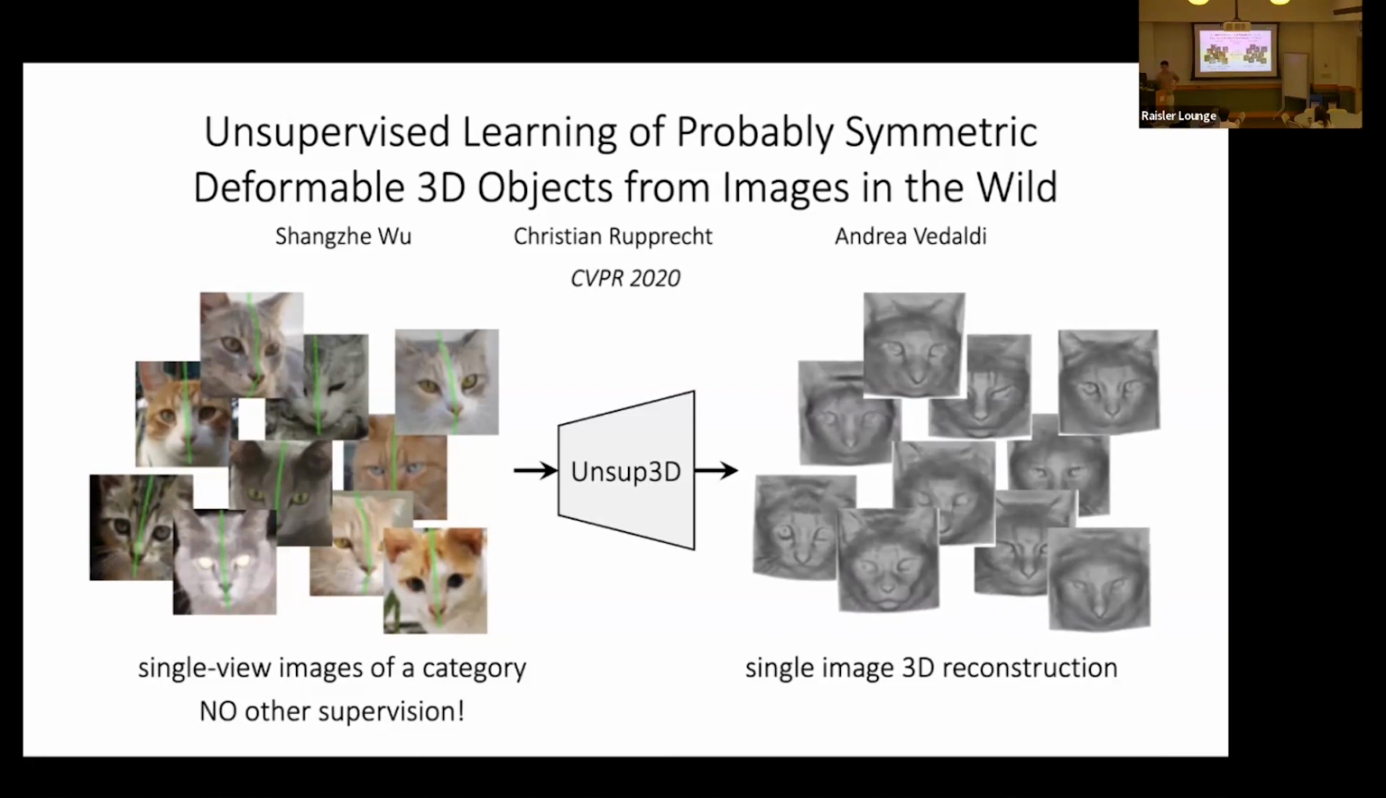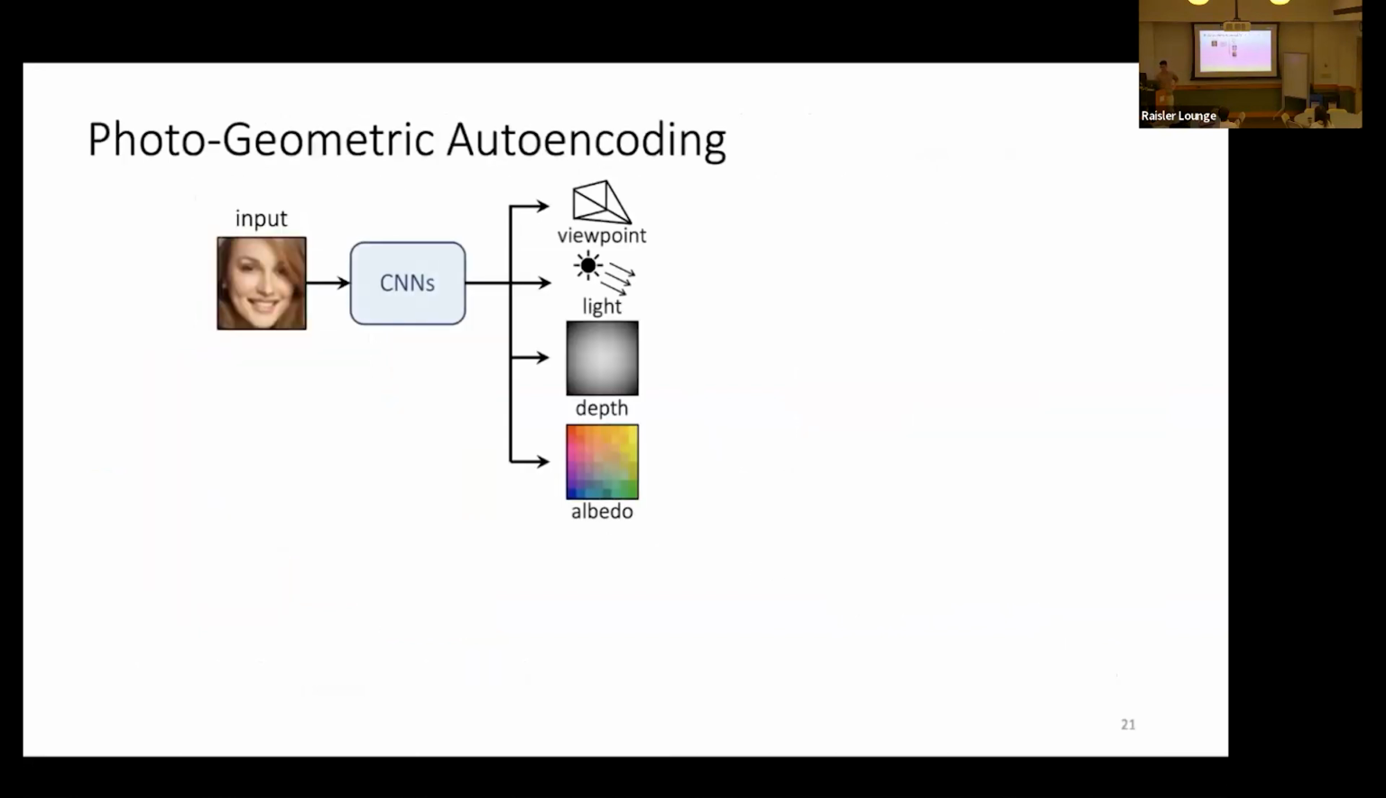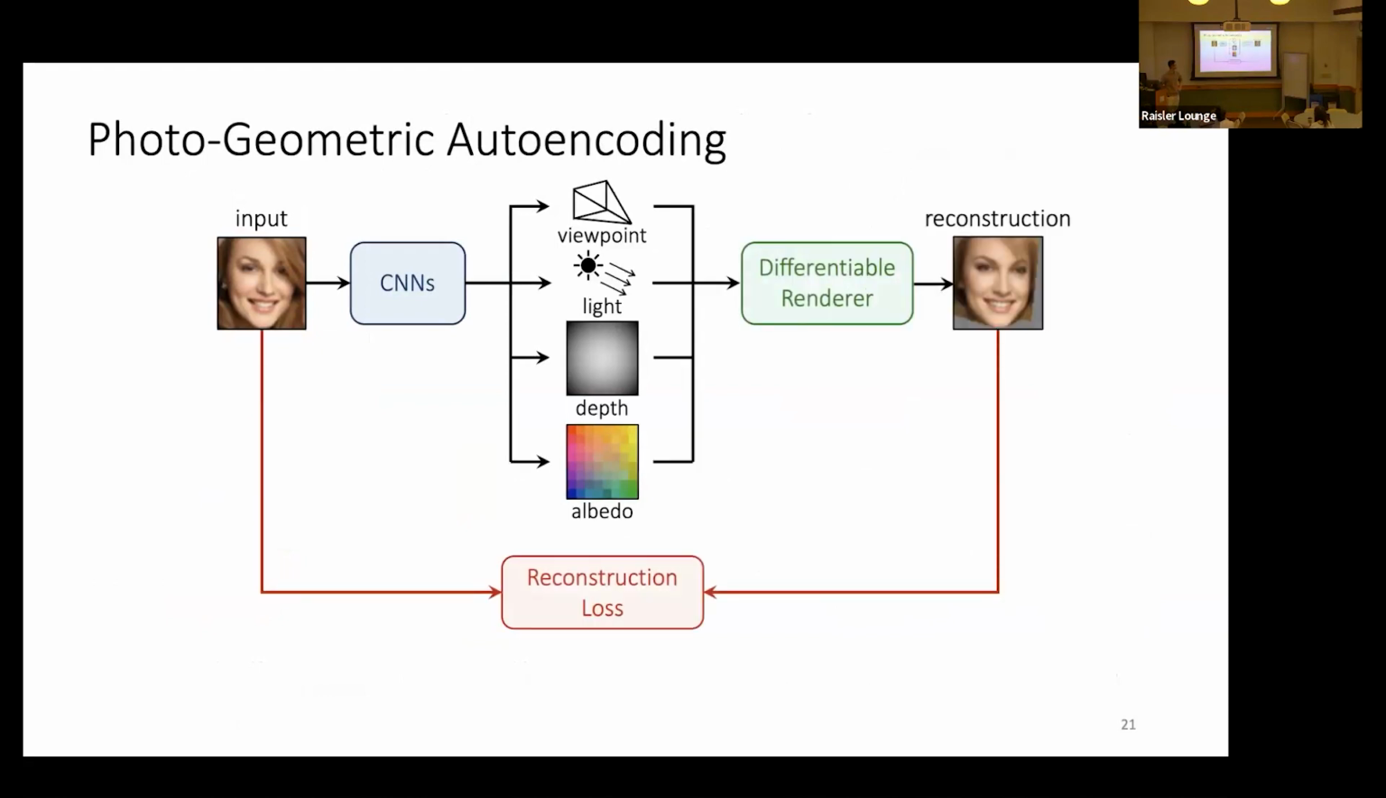The pipeline is a pretty simple framework where at training time we just decompose this image into a bunch of representations: viewpoint, a dominant directional light, a depth map, which represents the 3D surface, and the albedo, the intrinsic color of this object. And using a differentiable renderer, you can infer all these parameters with just a reconstruction loss.